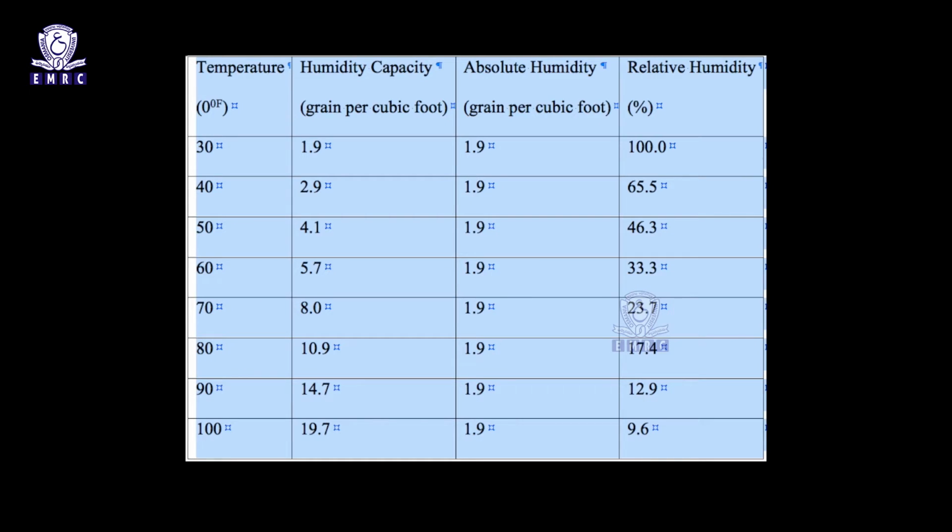There is an inverse relationship between air temperature and relative humidity. For example, relative humidity decreases with increasing temperature, while it increases with decreasing temperature. You may refer to this table for understanding what I am explaining to you, whether it is relative humidity or specific humidity. When the humidity capacity and absolute humidity of the air are the same, the air is said to be saturated and relative humidity becomes 100%.